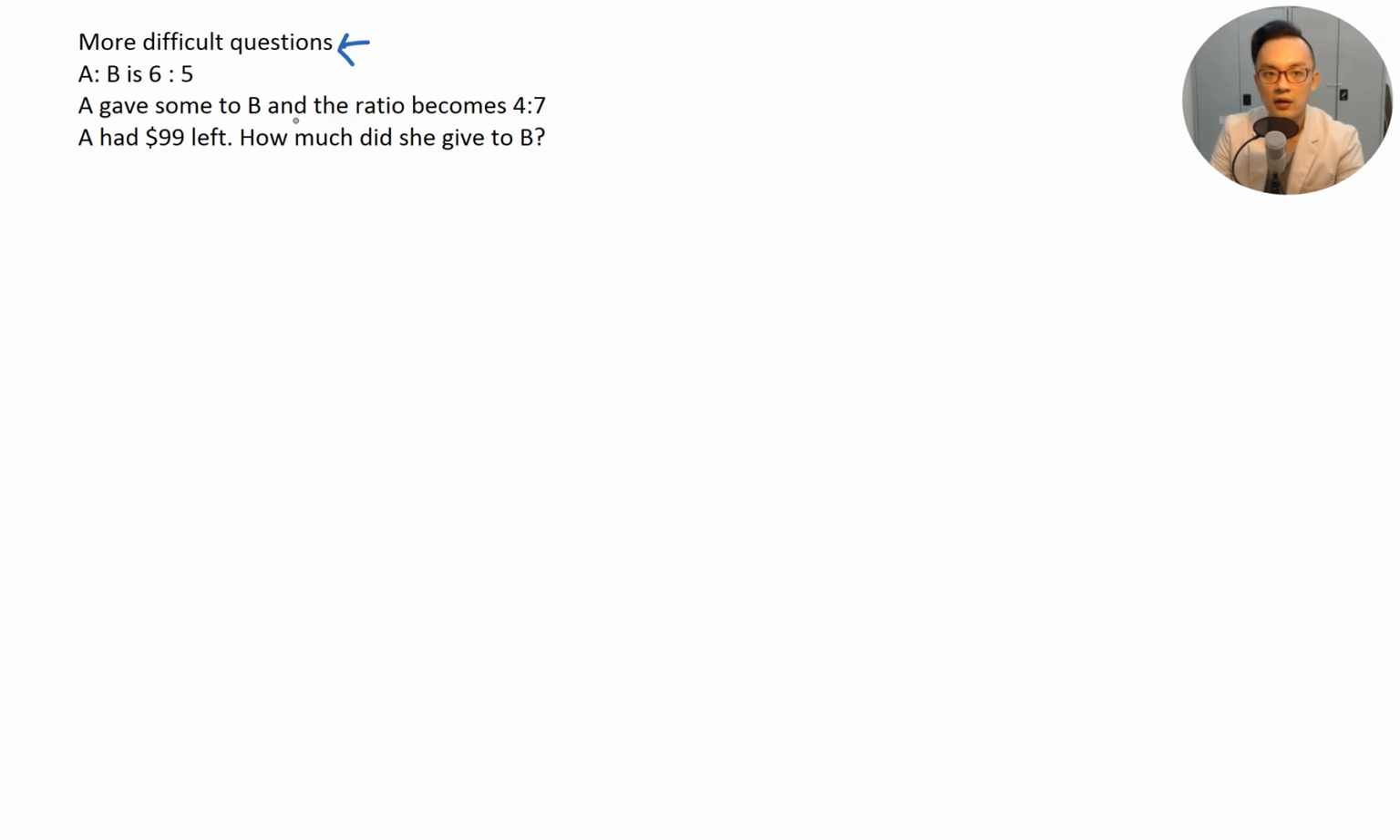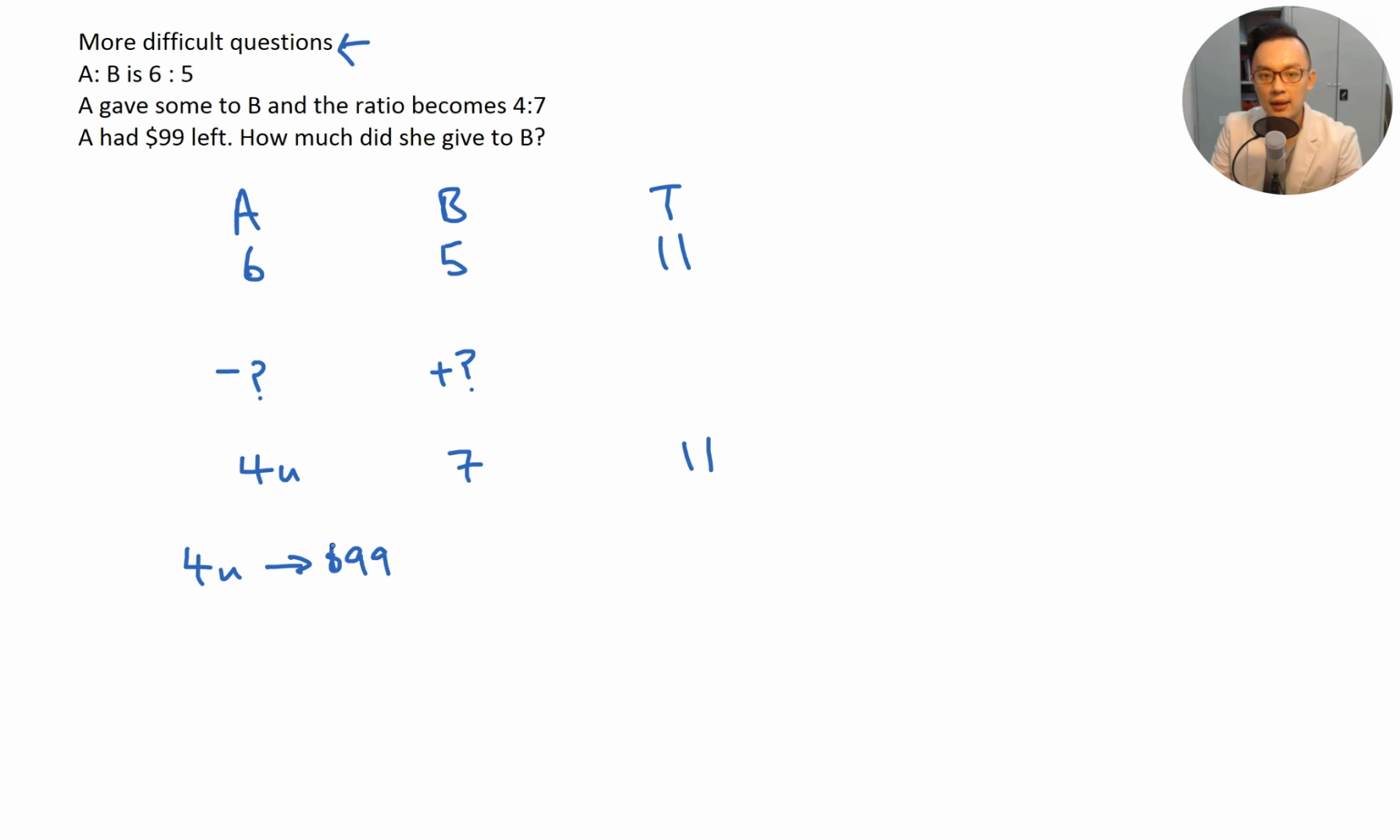A is to B is 6 is to 5. A gave some to B and the ratio became 4 is to 7. A had $99 left. How much did she give to B? So A is to B, total is 6 is to 5 is to 11. A gave some to B, so minus question mark plus question mark, and the ratio became 4 is to 7, which is also total is 11. So A had $99 left. So I know that A had 4 units left, so 4 units is actually 99.